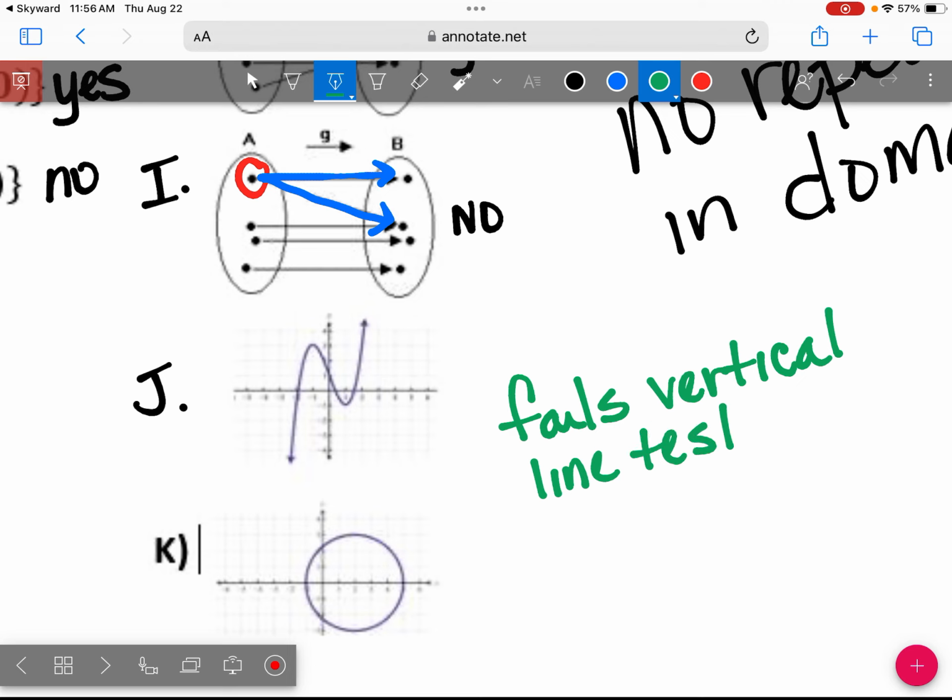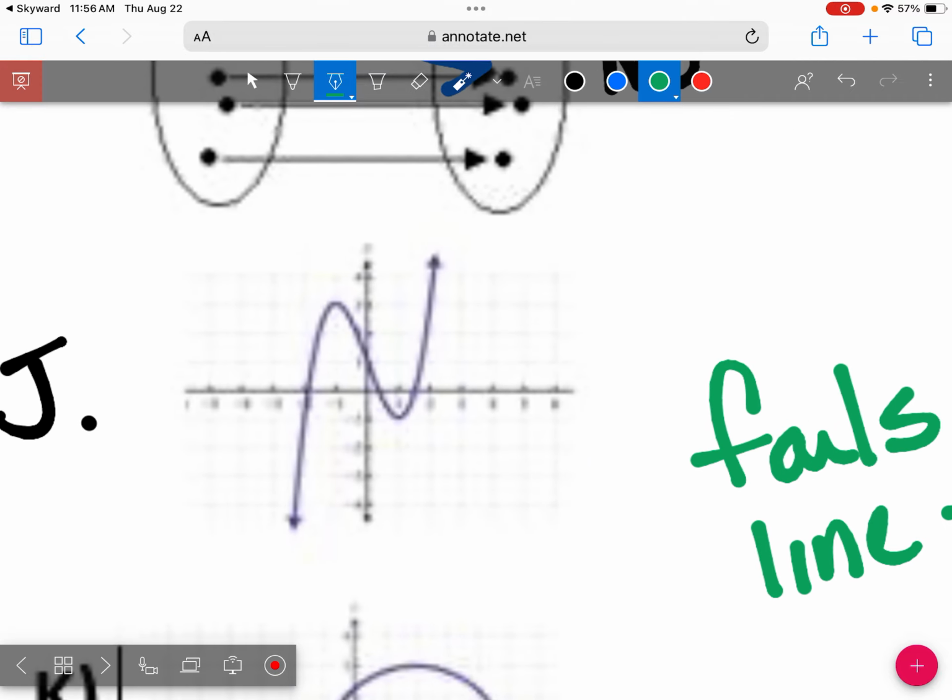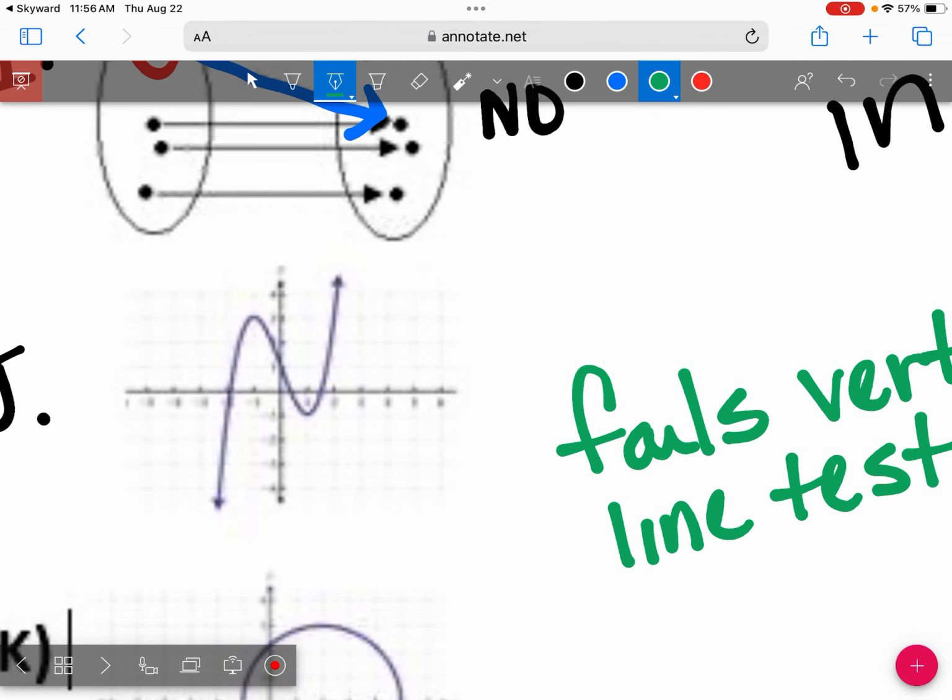Is that if it crosses the line twice? Right. So for example, in this first graph, if I draw a vertical line, how many times did that green line go through the graph? One time. So that means it passed. So this would be a function. But it wouldn't be a one-to-one, right?